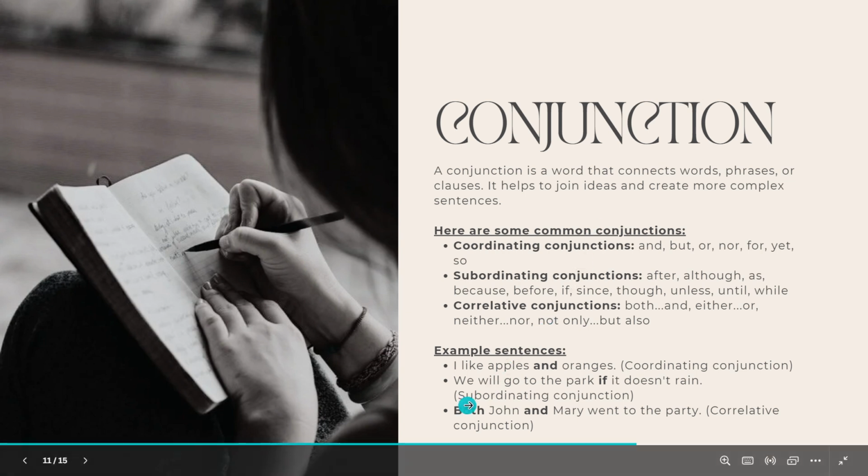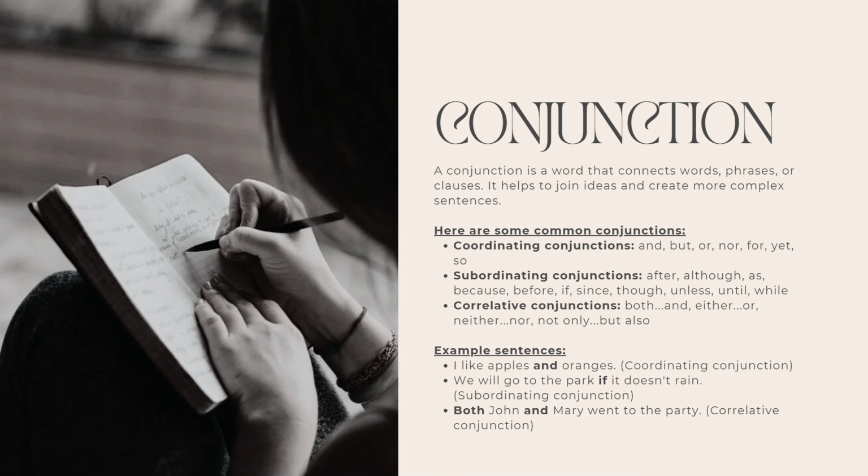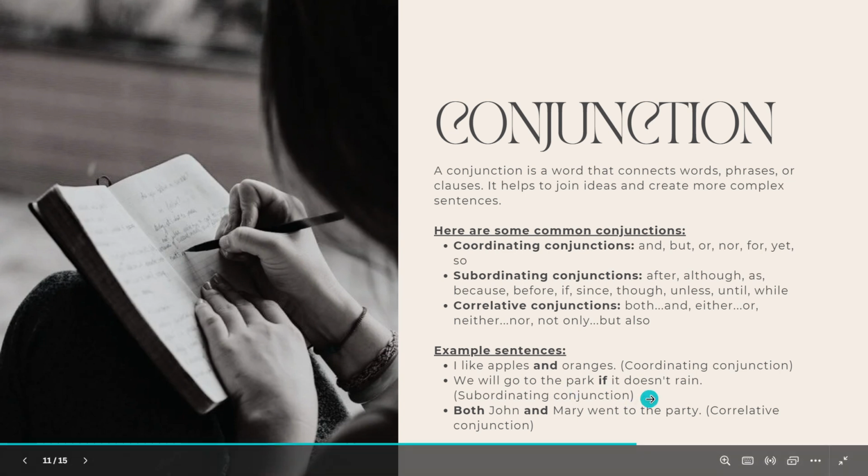Now, even if you see here, we will go to the party. It's a full sentence there. It doesn't rain. But it doesn't rain is not a full sentence. If it doesn't rain, by adding if here, we are doing what? We are making two lines get joined, and it's making a complex sentence. We will go to the party if it doesn't rain.